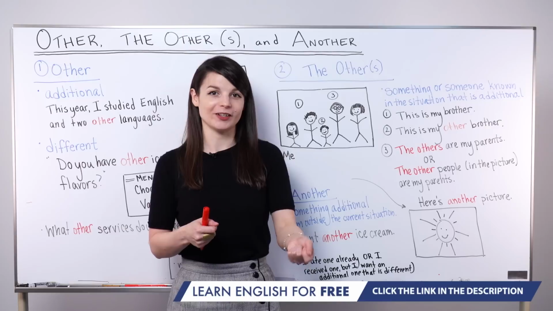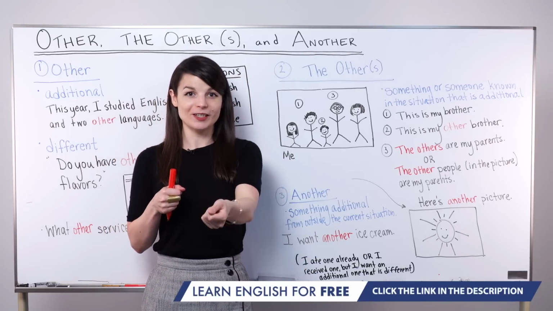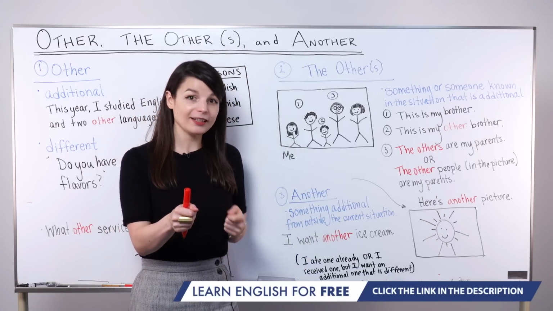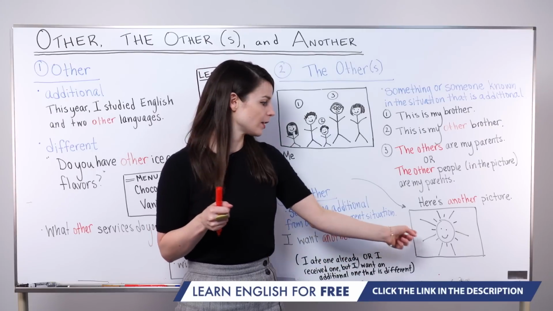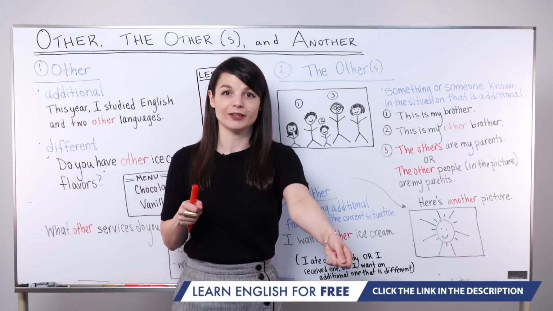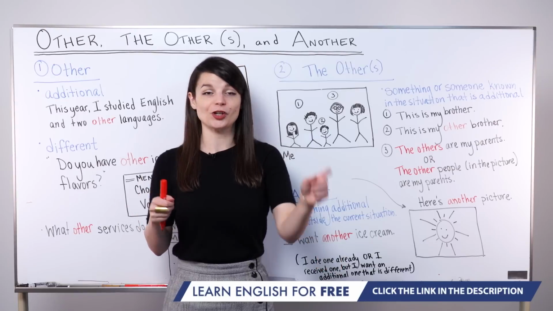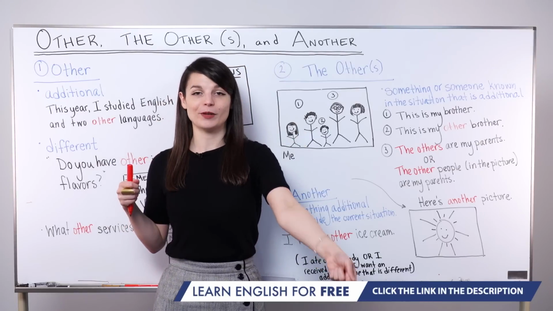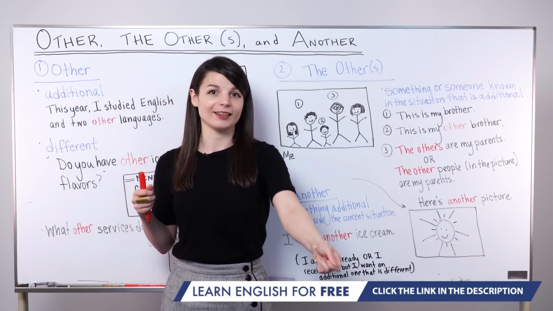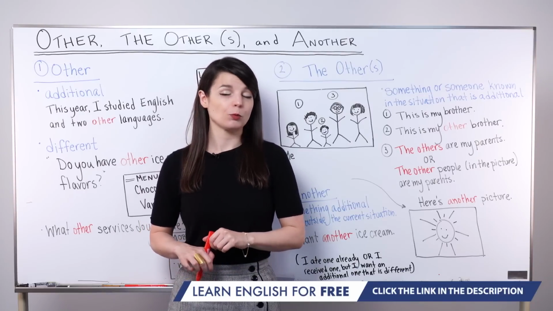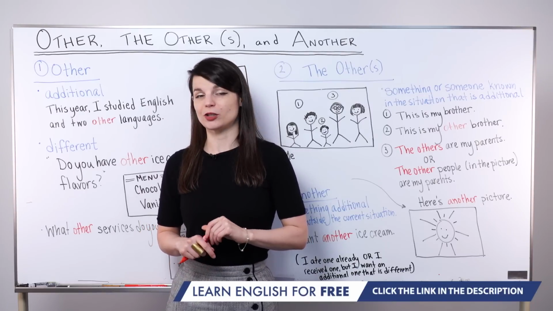Here's another picture. So first, I'm showing you this picture. Then next, I say, here's another picture. So in other words, this is a new picture. Here's another picture, different from the one I just showed you, this one. Here's another picture. It's new. So please look at this. We would not say, "Here's other picture." We cannot say that.